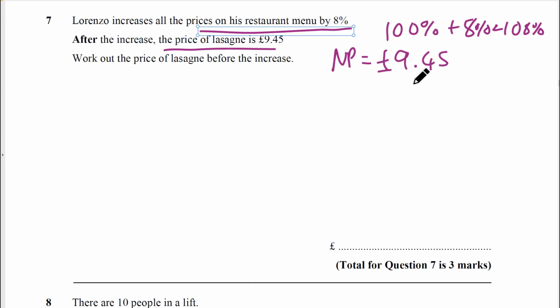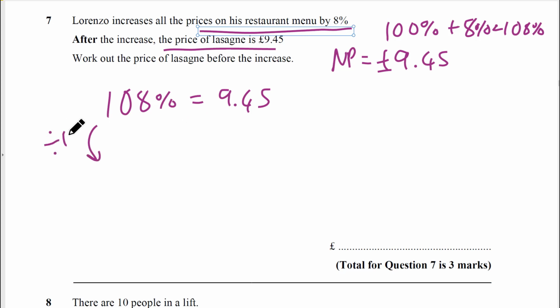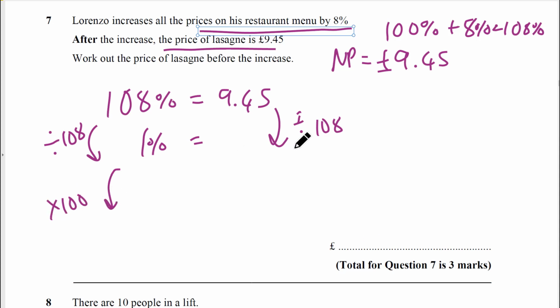You can use whole numbers for this, but remember to put the decimal point back. There are 2 ways. You can say 108% equals 945. Divide by 108 to get 1%, then times by 100. If you're happy with that method.